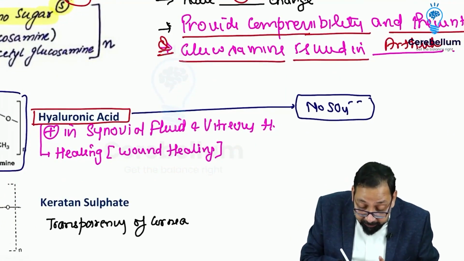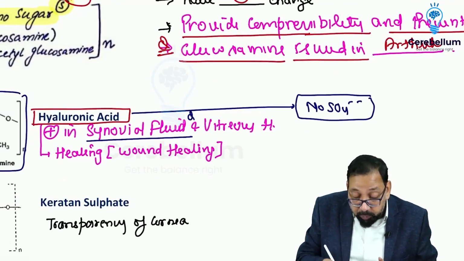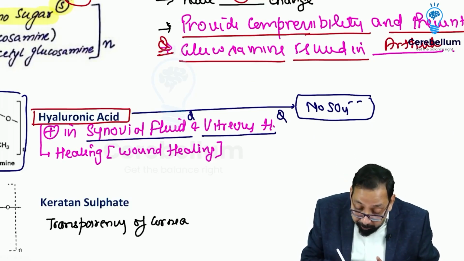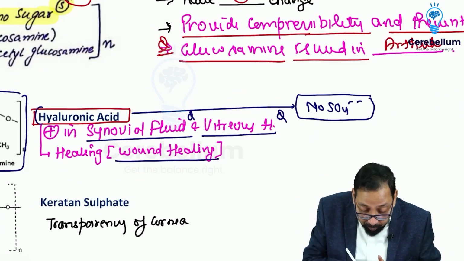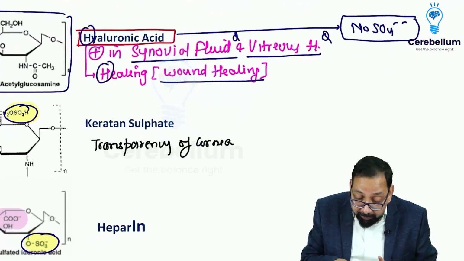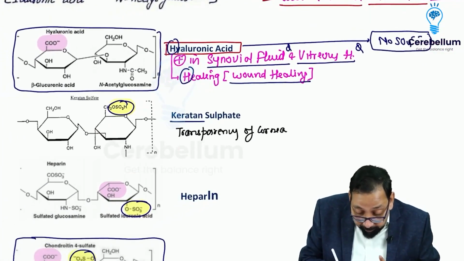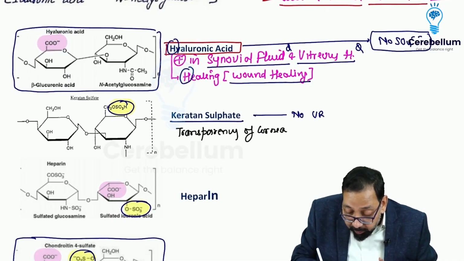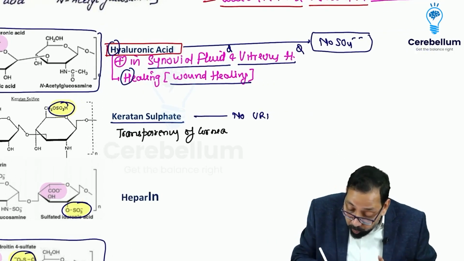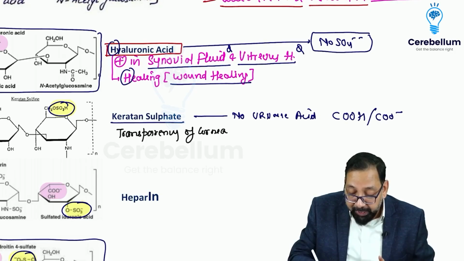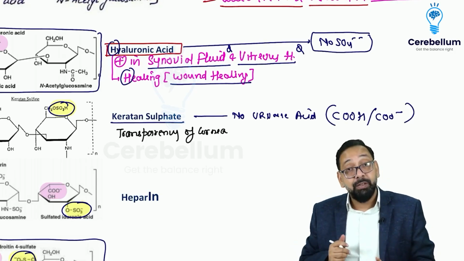Hyaluronic acid is present in synovial fluid. It is also present in vitreous humor. And hyaluronic acid helps in wound healing. H4 hyaluronic, H4 healing. Next glycosaminoglycan is keratan sulfate. In keratan sulfate there is no uronic acid. Single-liner question: no uronic acid means no COOH. No uronic acid in keratan sulfate.